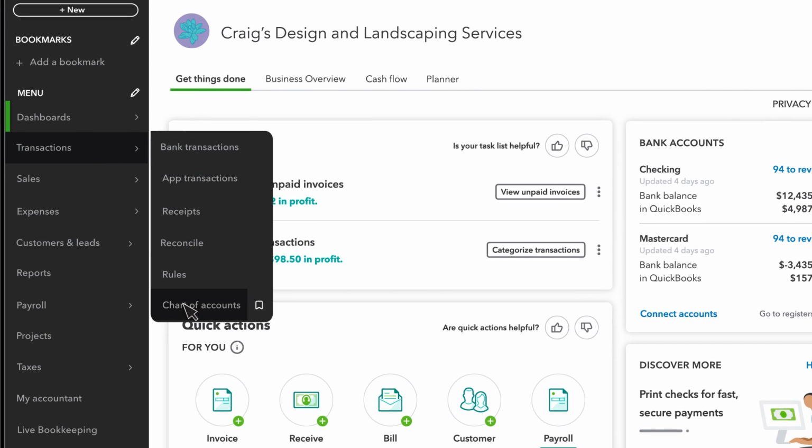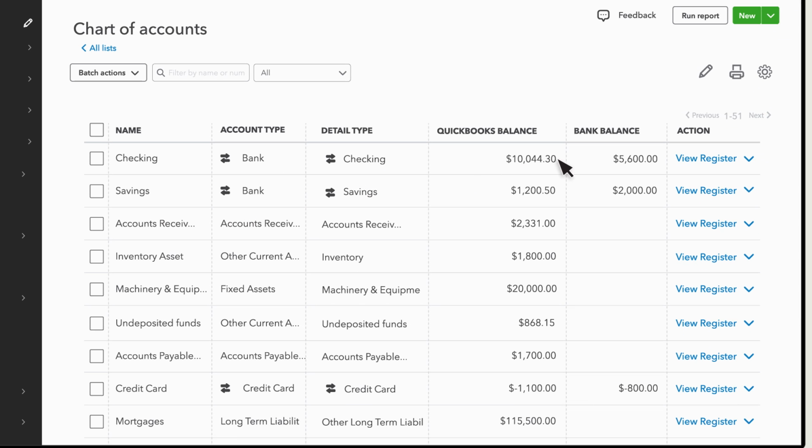Chart of accounts. Every transaction you record in QuickBooks affects at least two of these accounts. Usually, it's the bank or credit card account you spent or received money to, and then an account that describes why. Let's look at an example.